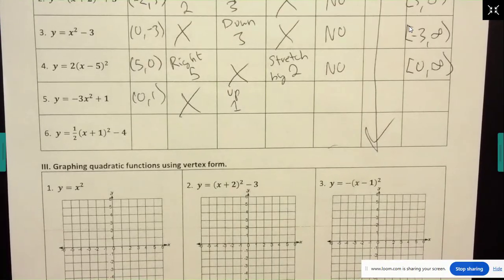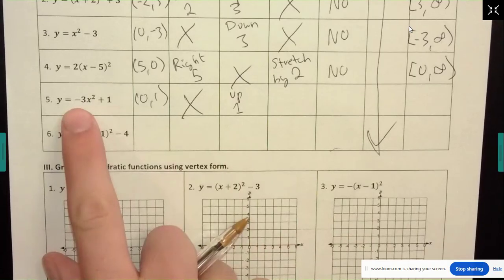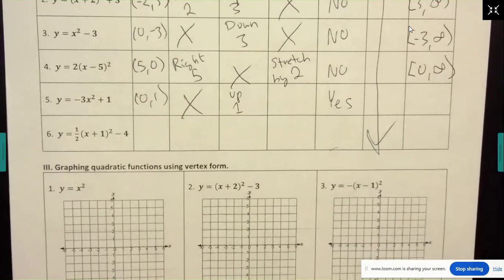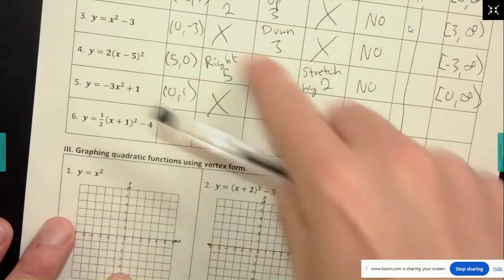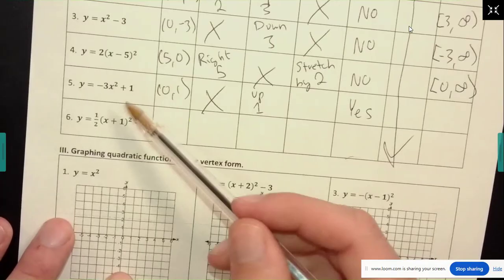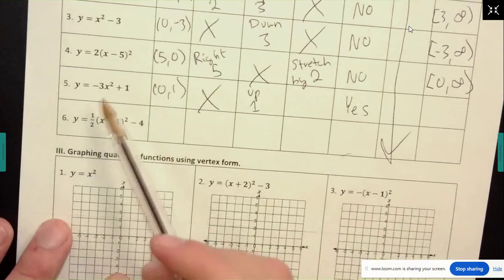All right, before I do the dilation, let's do the flip. So I see that negative out in the very front. I know I have a reflection, right? We're going to be flipping it from the smiley. We're going to flip it down. And now it's going to be the frowny face, okay? Do I have a dilation? Well, I see the 3 here, right? It says -3. Well, think of it like this, okay?